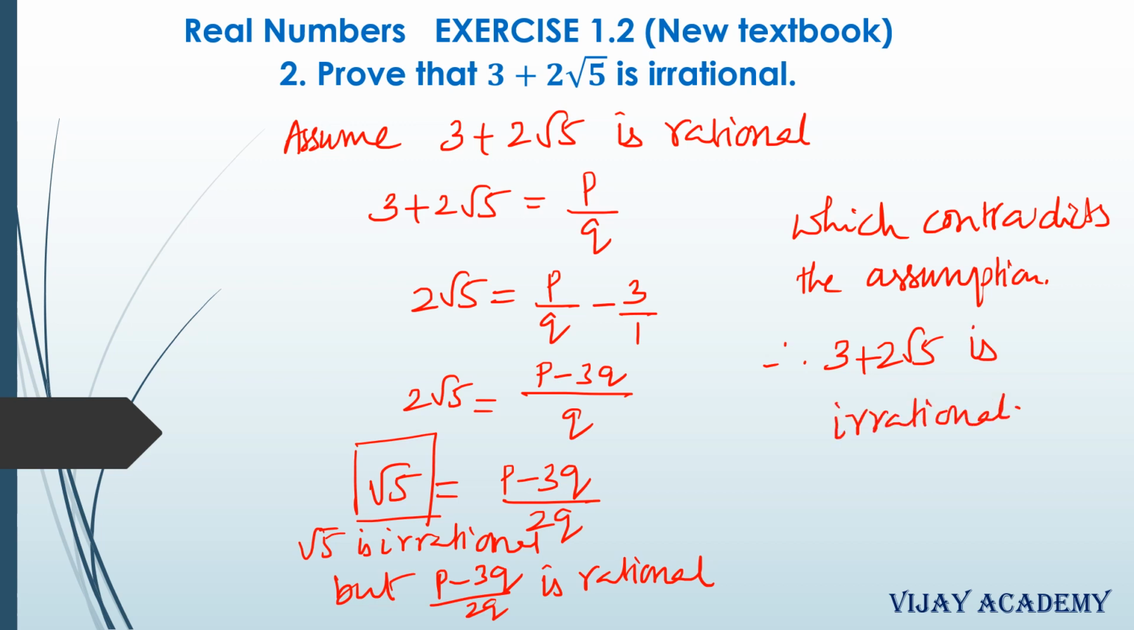So whenever you get a question like a combination of a rational number and an irrational number, please follow this method. You just transpose all the rational values to the other side of the equal sign and isolate the irrational part to one side of the equal sign, and that will show the assumption is wrong, and therefore you can write the given statement is proved.